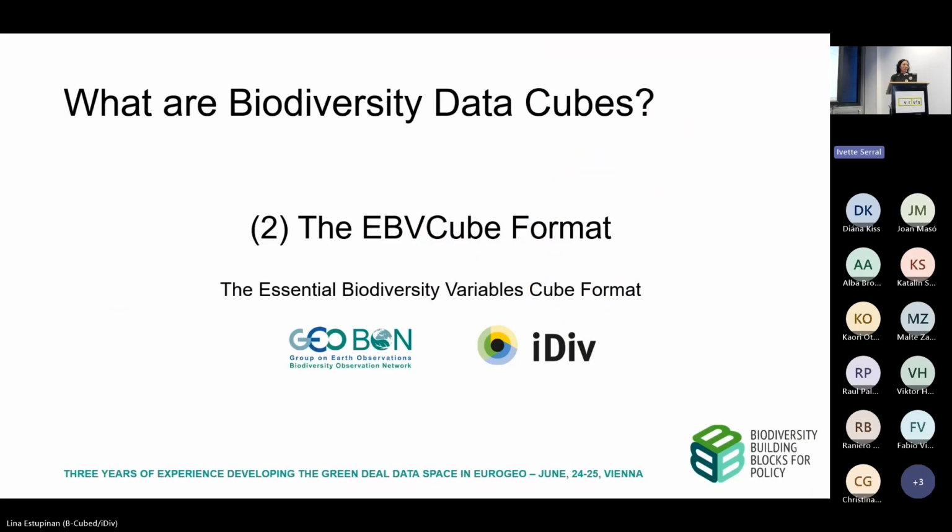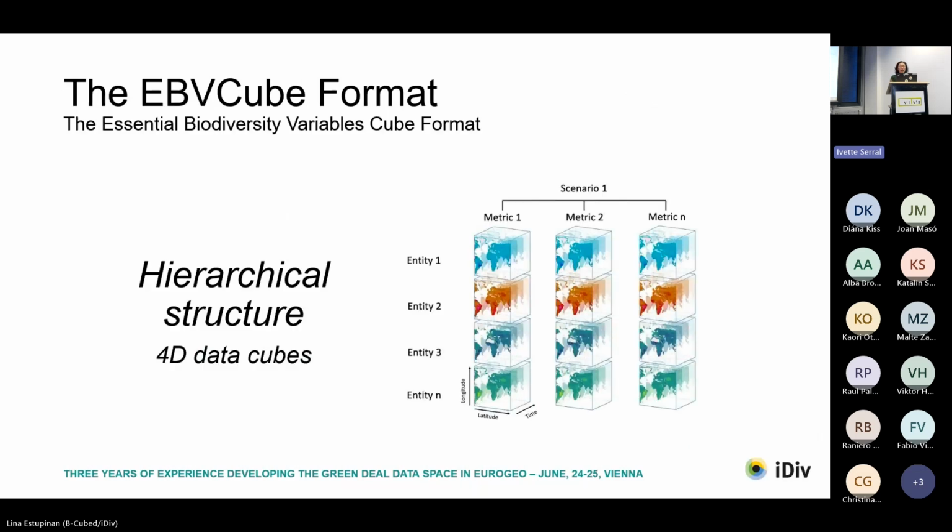I'm going fast, I'm sorry, but I want to show both. And this is the EBV cube format, the essential biodiversity variables cube format, that has been in development for more than 5 years at iDiv. It's supported by GEO BON. And the idea here is how we can have a geospatial format for biodiversity that can have interoperability. So this is based on netCDF files that allow us to have a hierarchical structure.